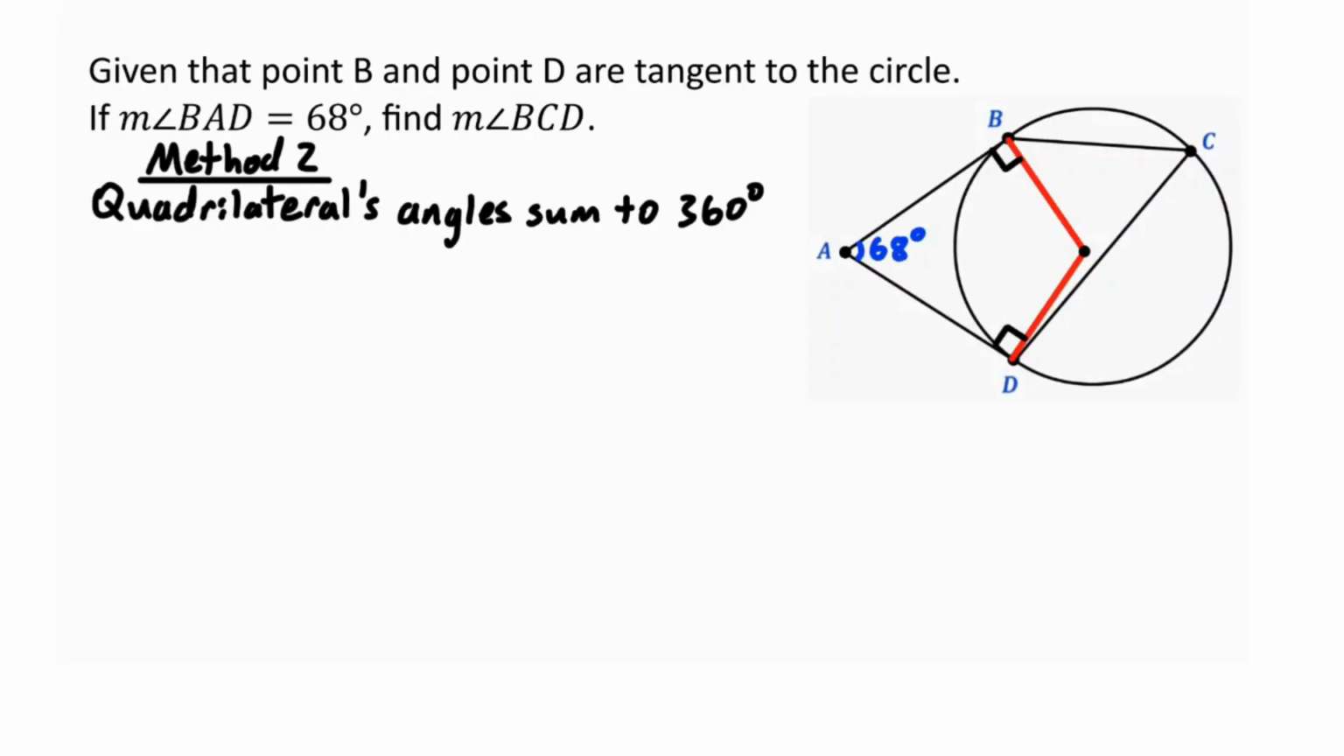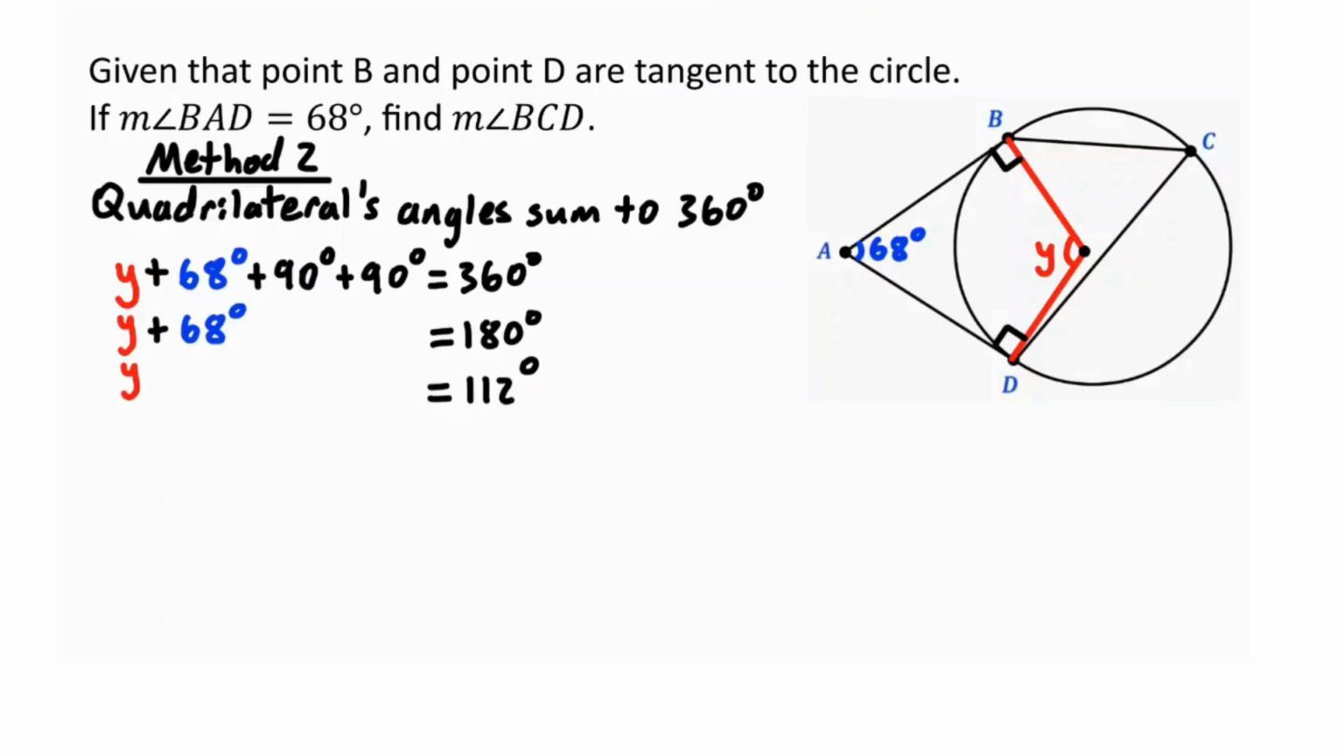And so, we'll call this unknown angle Y, which is the central angle. So we take these four angles, Y, 68 degrees, 90 degrees, and 90 degrees, and add them up. It should equal 360 degrees. Solve it however you want, and you get Y to be 112 degrees, hence the central angle. That means this arc right here, arc BD, should be 112 degrees.